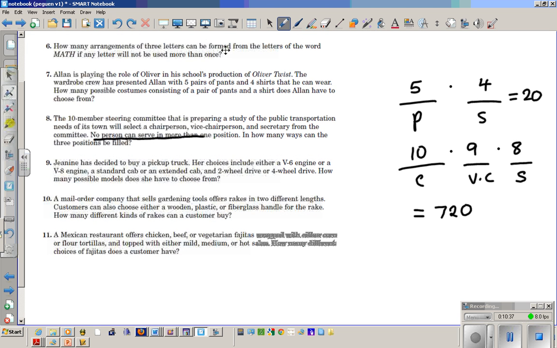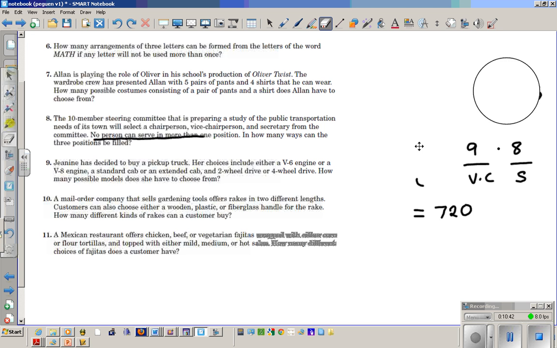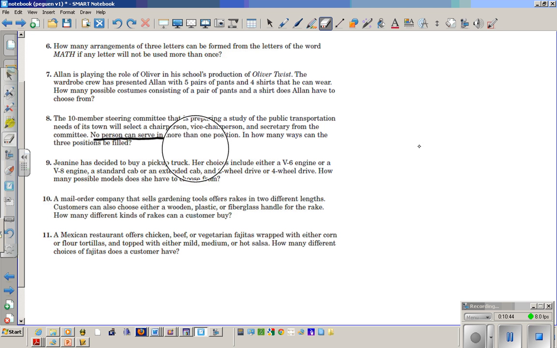It says Janine has decided to buy a pickup truck. Her choices include either a V6 engine or a V8 engine, a standard cab or an extended cab, a two-wheel drive or four-wheel drive. How many possible models does she have to choose from? So we're going to look at the engine. We're going to look at the cab. First slot is engine. Next one is cab. And then the next one is the drive.